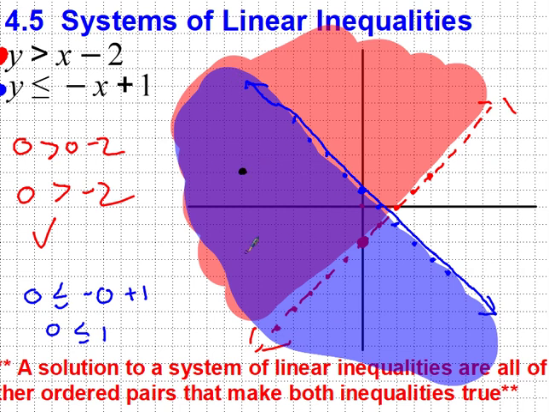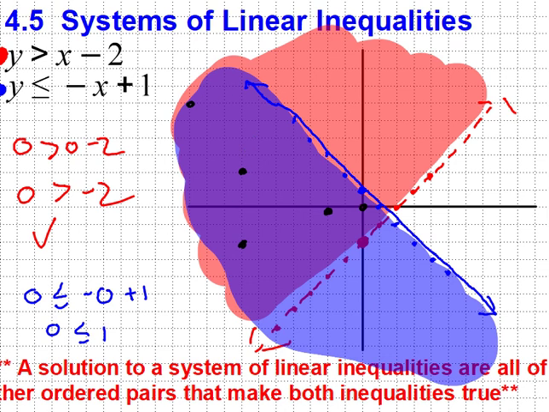If I pick this point, any of these points right here, any point, that means all of those points would be a solution to both of these inequalities. They would make both of these inequalities true. So my final solution is this. I would just leave my graph as such, and there you have it.